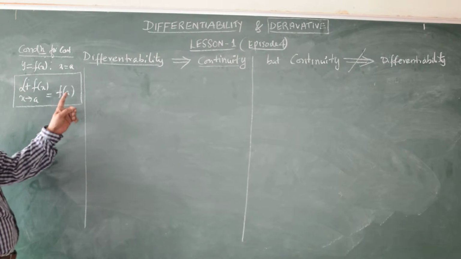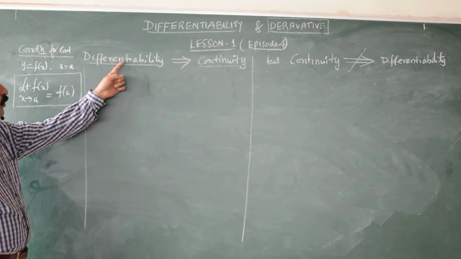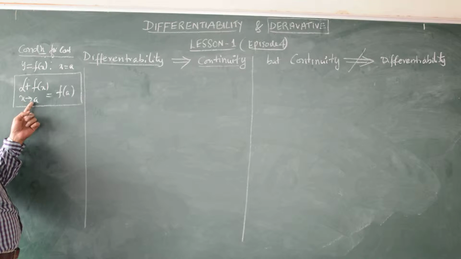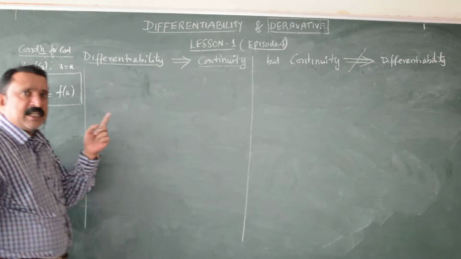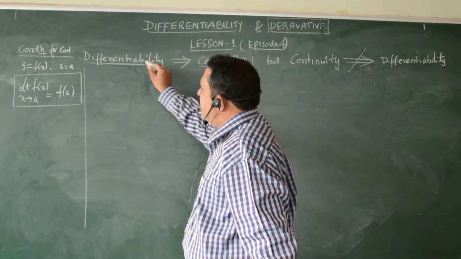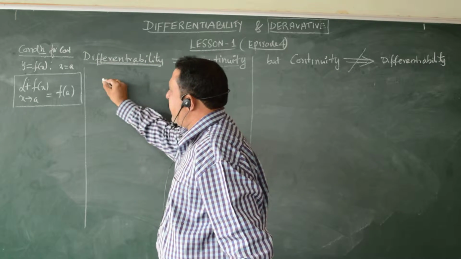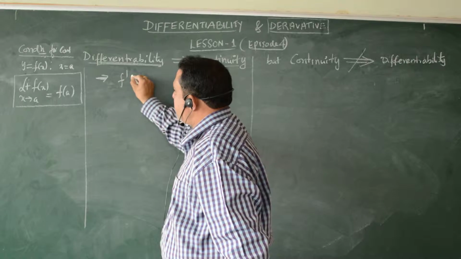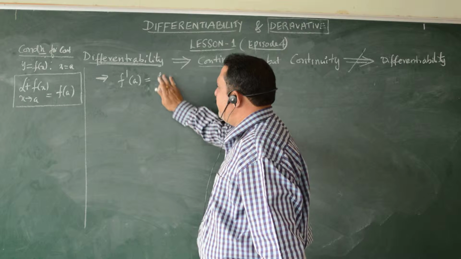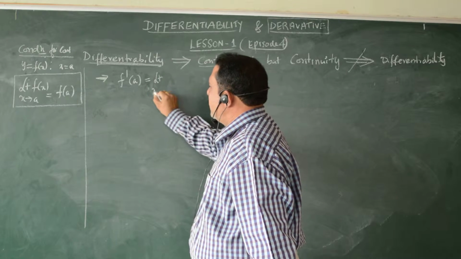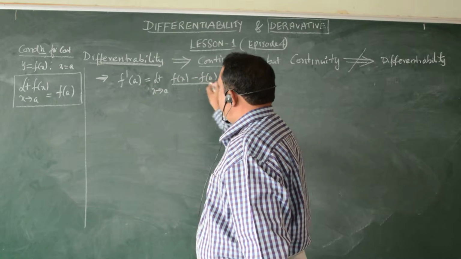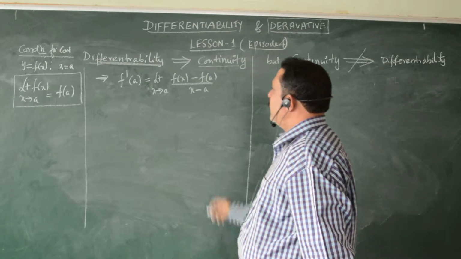Now, if we are going to prove that if a function is differentiable at x equals a, then we prove that limit f of x as x tends to a is equal to f of a, which is the condition for continuity. Now, it is given that the function is differentiable at x equals a. So, this implies f dash of a exists, and f dash of a we can take as limit x tending to a of f of x minus f of a divided by x minus a exists.